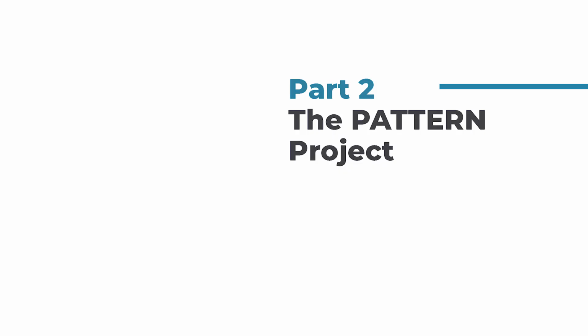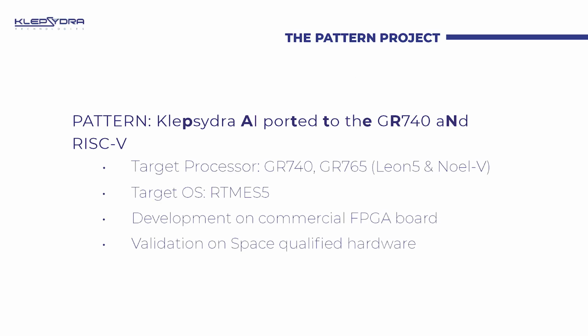So this is, in a nutshell, the software we have developed at Klepsydra. So what exactly are we going to do to adopt this to the GR740? We call this the pattern project. The name is explained here. And the goal is to deploy this into the GR740 and the GR765, using Artemis 5 as operating system. There is an open question there whether we will use the POSIX extension or not. It's still under discussion whether this will be pre-qualified at some point or not.